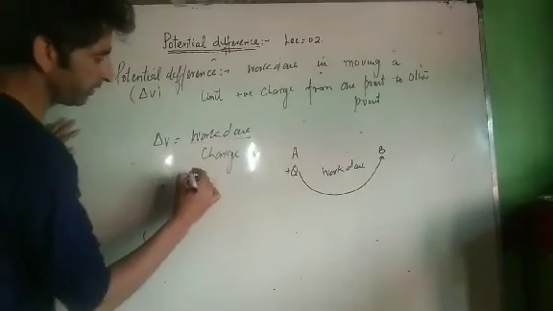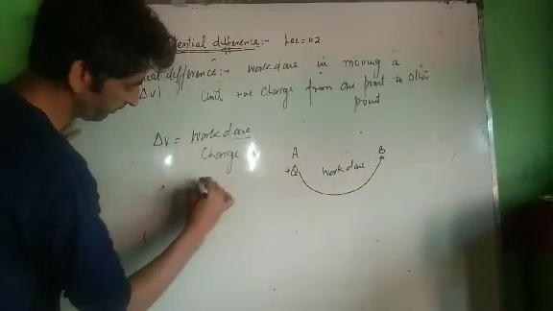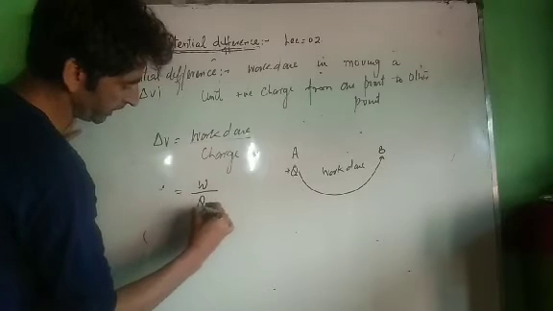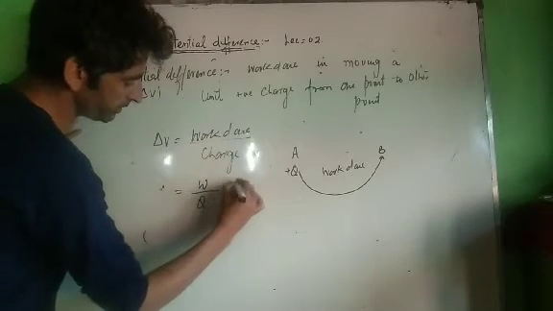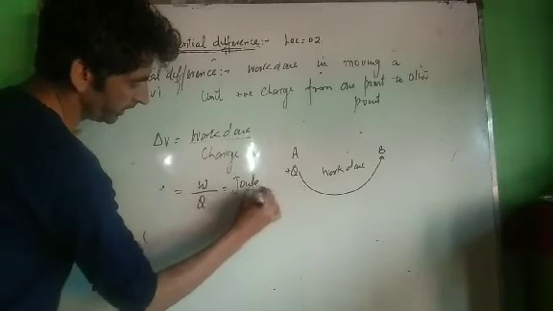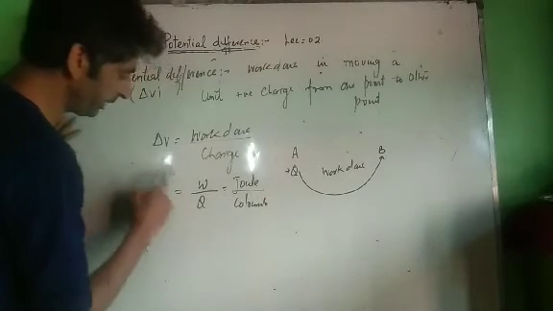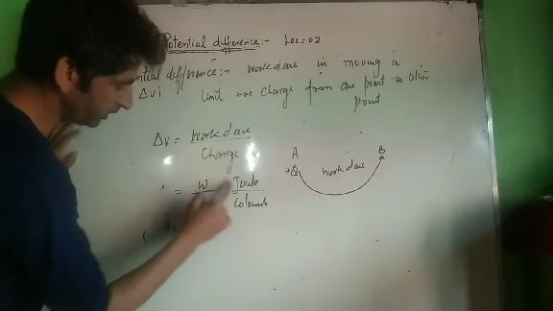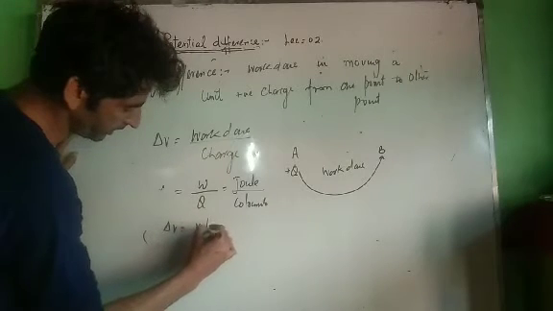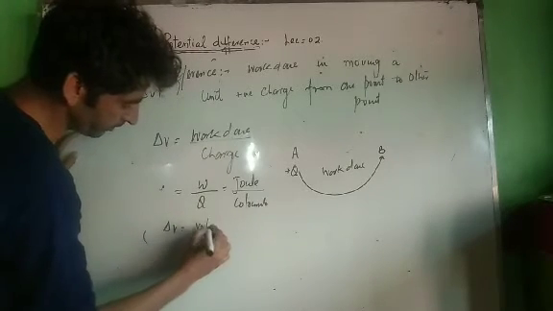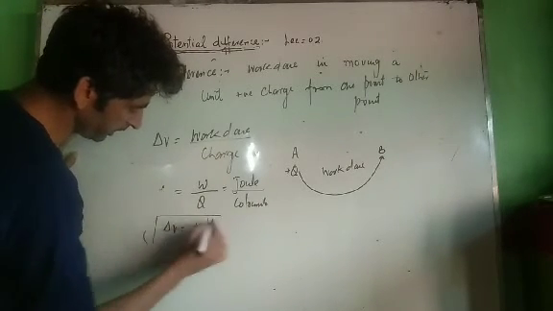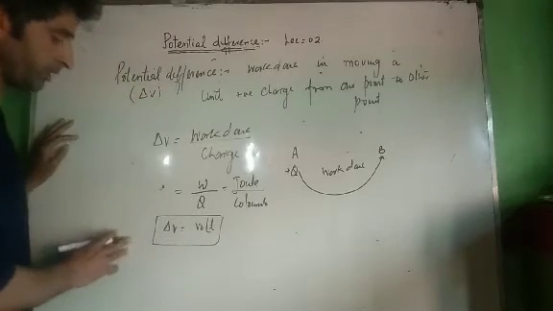Now see, work done we represent as W and charge is represented by Q. SI unit of work done is joule and SI unit of charge is coulomb. Therefore, what will be the SI unit of potential? Joule per coulomb is called volt. SI unit of potential is volt. What is SI unit of potential?